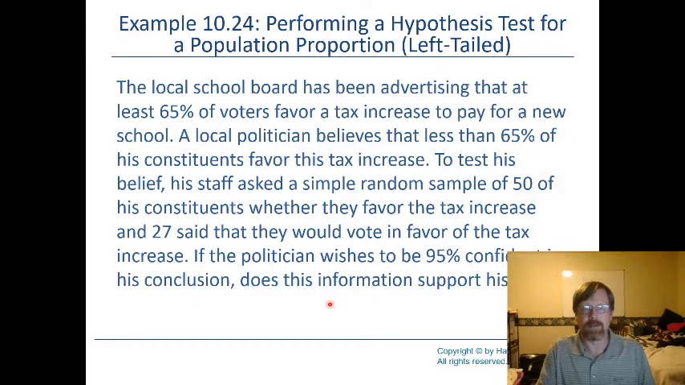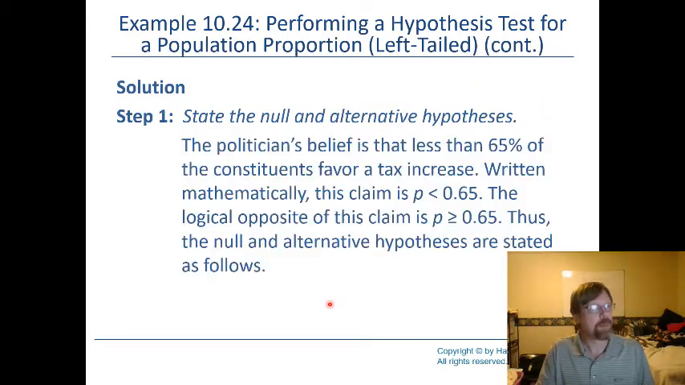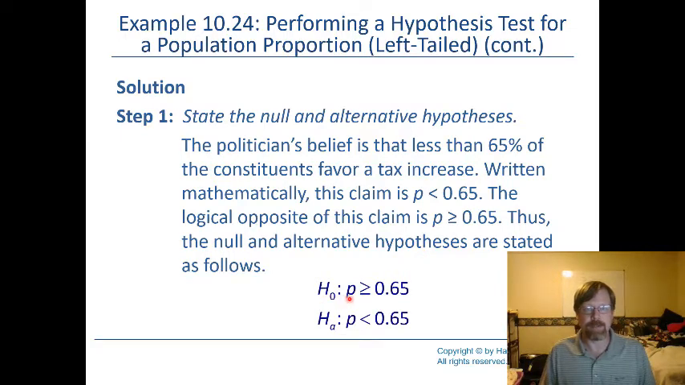Okay, so, known alternative hypotheses here. He believes that less than 65% favor it. So 65% is going to be a proportion. He believes that the proportion is less than 0.65. The null hypothesis, the logical opposite, is that the proportion is greater than or equal to 0.65. We can state these mathematically as null hypothesis, p is greater than or equal to 0.65, and the alternative or research hypothesis is that p is just plain less than 0.65.